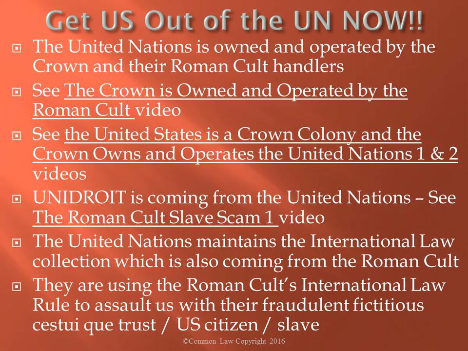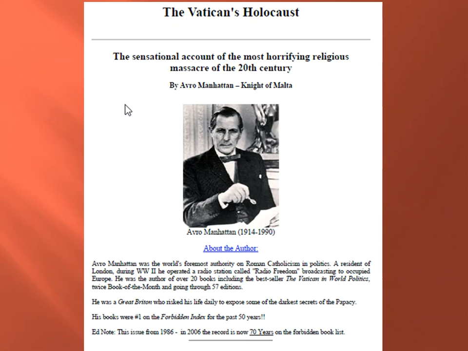The United Nations maintains the international law collection, which is also coming from the Roman cult. They're using the Roman cult's international law rule to assault us with their fraudulent, fictitious Sestake Trust, U.S. citizen, slave. That's what these Satanists are doing.